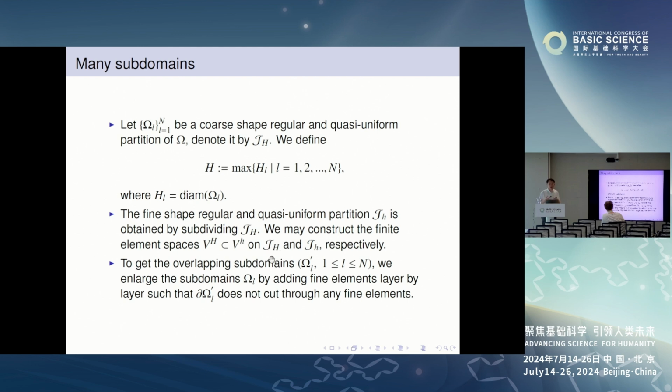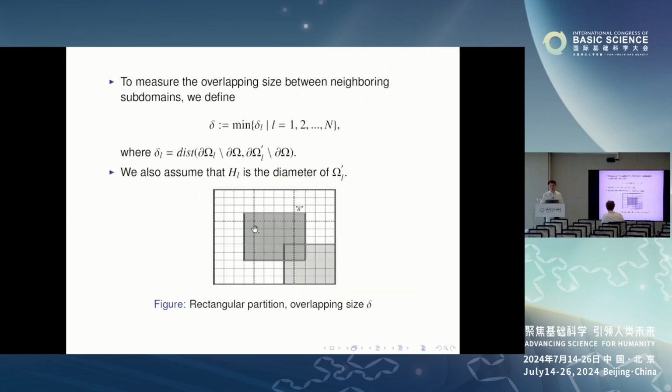And then another problem is that, because we consider the overlapping Schwarz method, we should construct an overlapping domain decomposition. So how do we get the overlapping subdomain? We denote it maybe omega L prime. We can very simply enlarge the subdomain omega L by adding fine element layers, layer by layer. For example, here you can just enlarge one layer. This gray region is the enlarged subdomain.